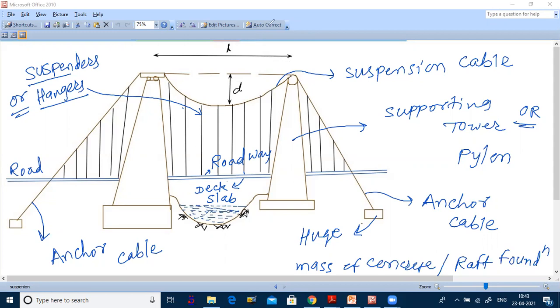Diagram is over. Just a minute, sir. एक मिनट sir. Okay. Done, sir. Okay.